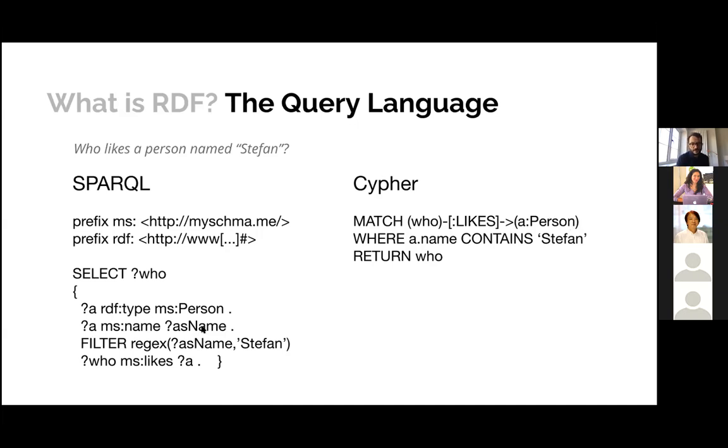That the name contains the word Stefan. That's using regular expression notation, as you can see. But essentially, it's pretty much the same. And then once we identify this node that has a name of Stefan, then who likes that node?